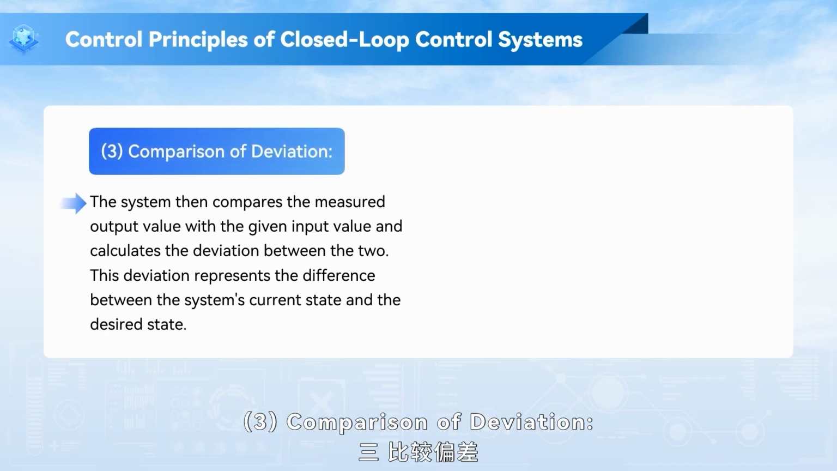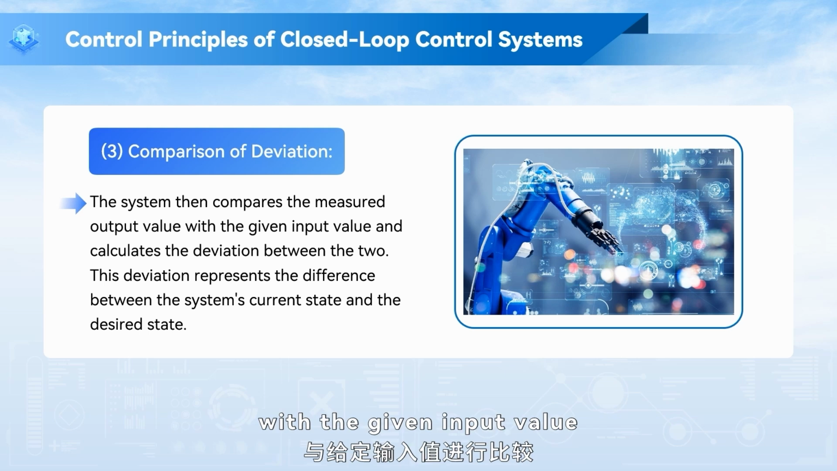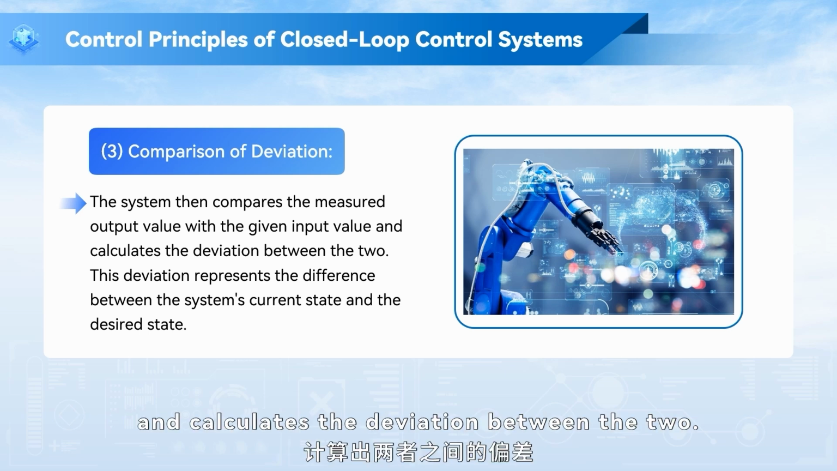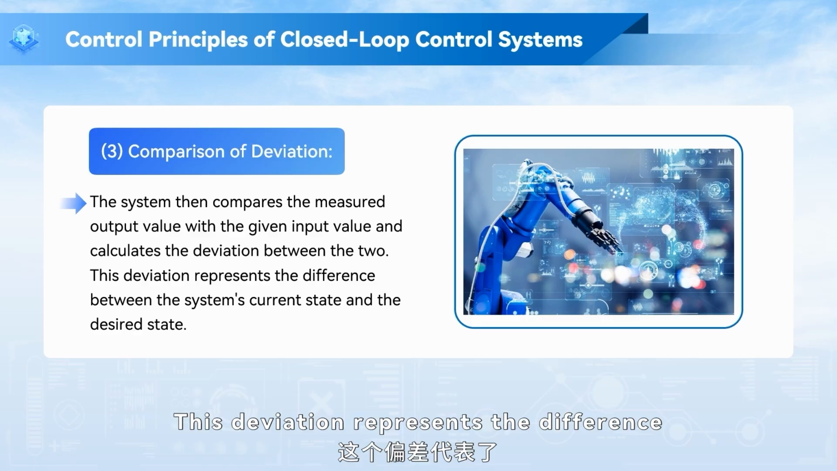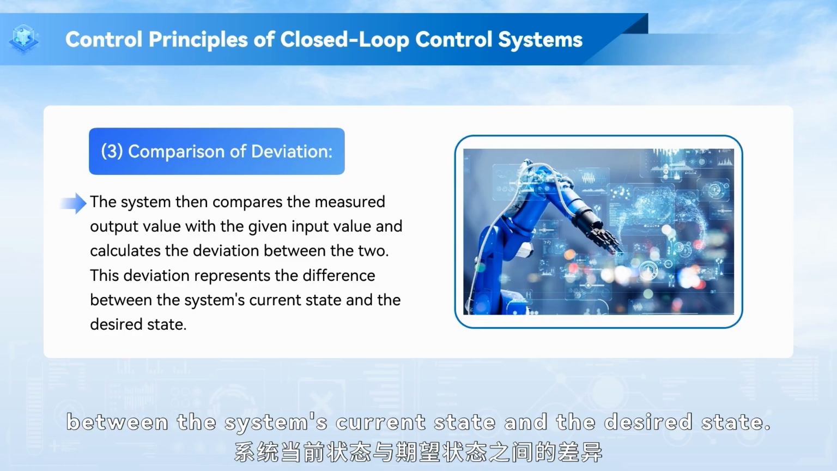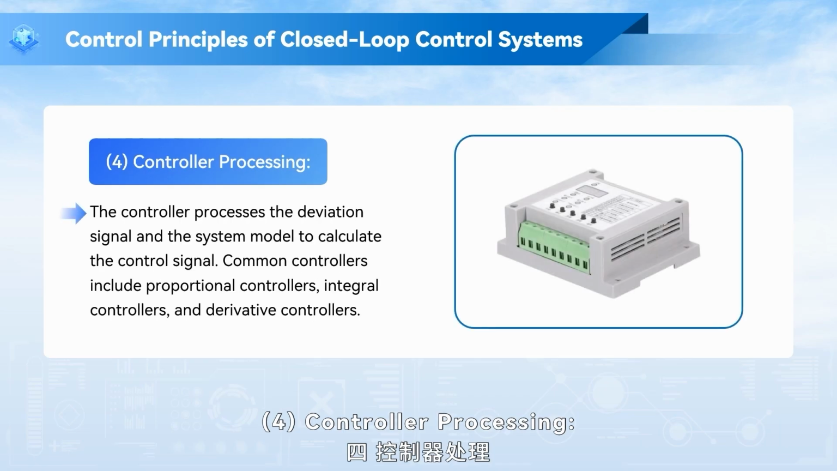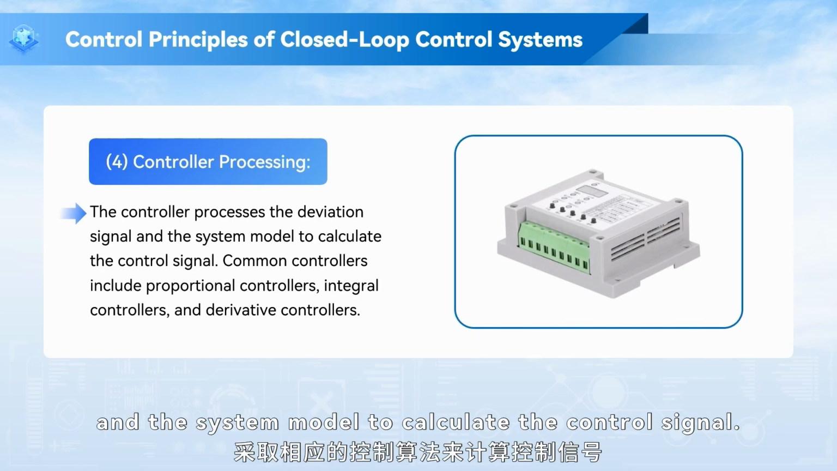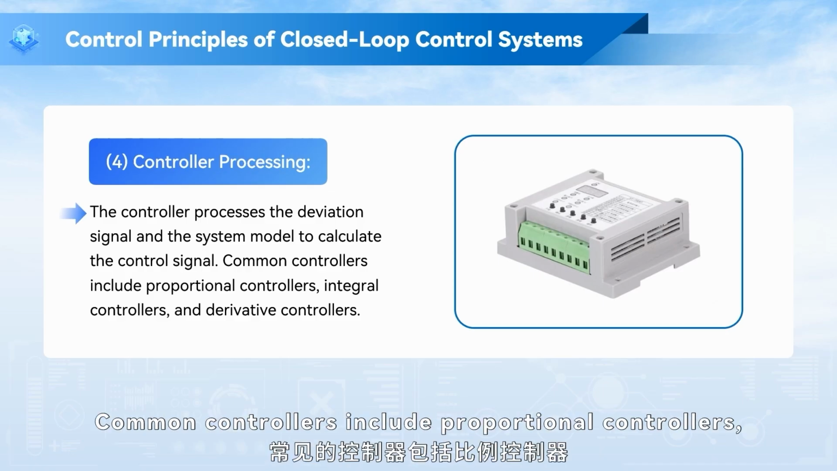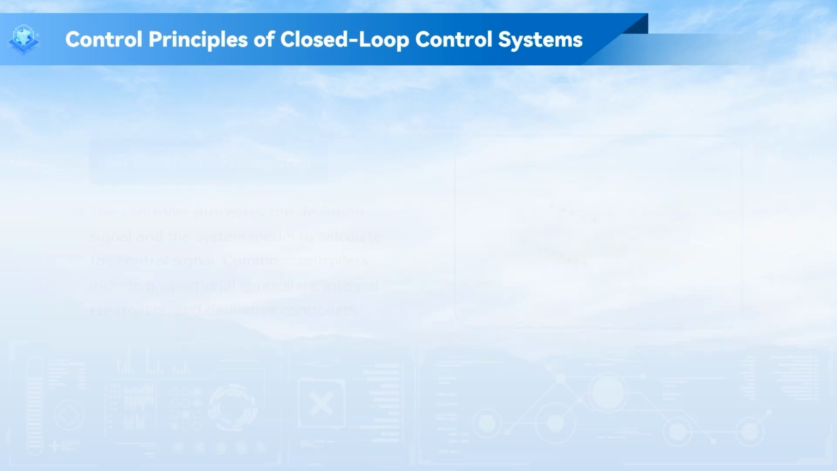3. Comparison of deviation. The system then compares the measured output value with the given input value and calculates the deviation between the two. This deviation represents the difference between the system's current state and the desired state. 4. Controller processing. The controller processes the deviation signal in the system model to calculate the control signal. Common controllers include proportional controllers, integral controllers, and derivative controllers.